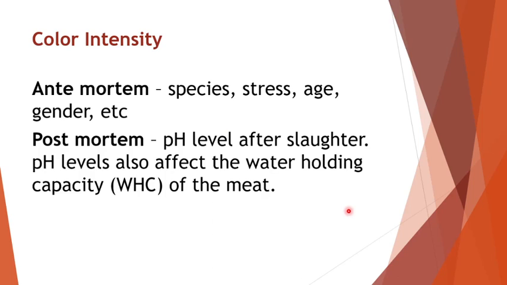Let's start with the ante-mortem factors. This includes species, stress, age, gender, etc. Of course, we all know there are some species of cow or sheep or goat or pig which are better than the others. We also know that male and female also have an effect on that. Of course, age will have an effect on that. And then look at the stress, of course. We'll talk about this later.